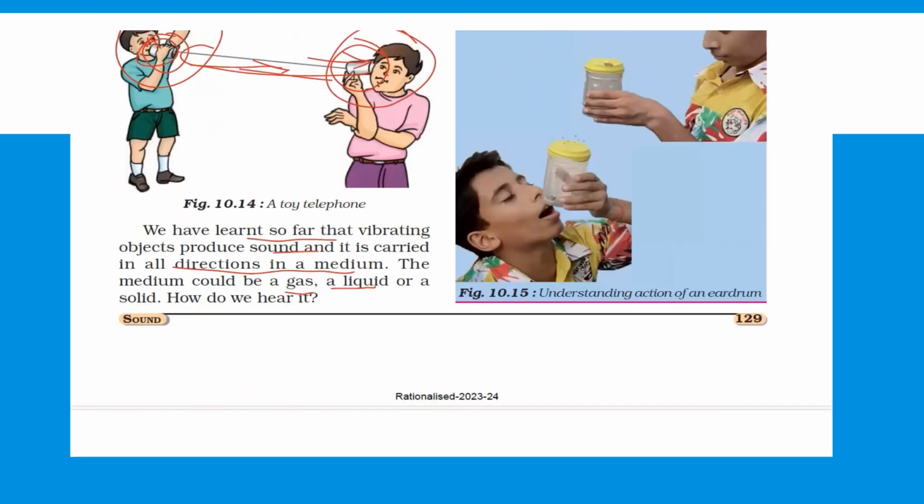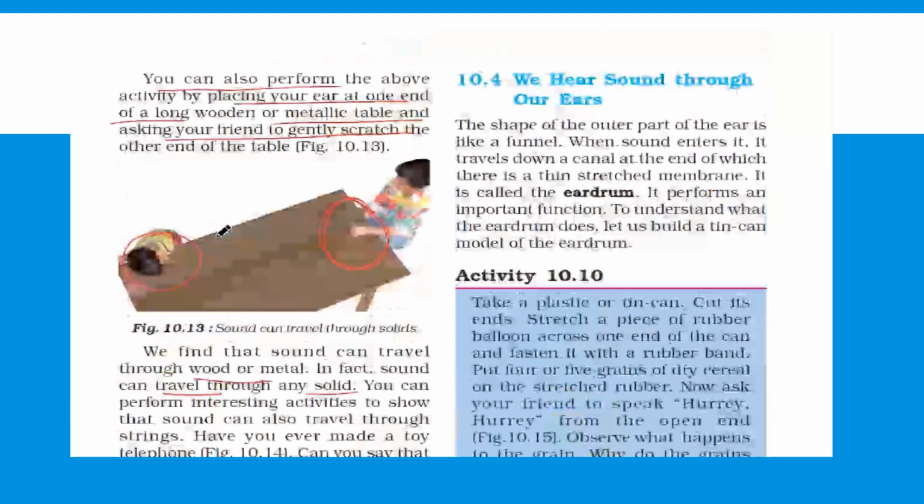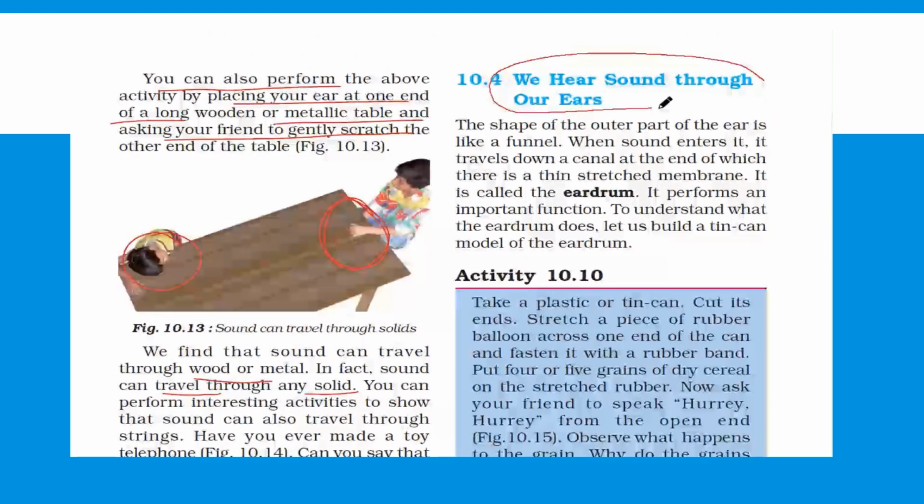So how do we hear it? We are hearing the sounds through our ears only. The outer part of our ear is actually like a funnel. And when the sound enters, it travels down a canal, at the end of which there is a very thin membrane. That membrane is called the eardrum.